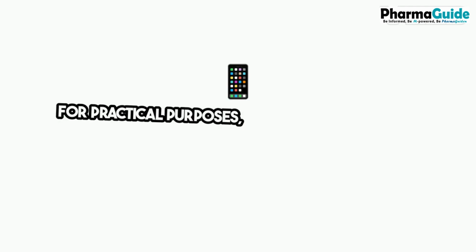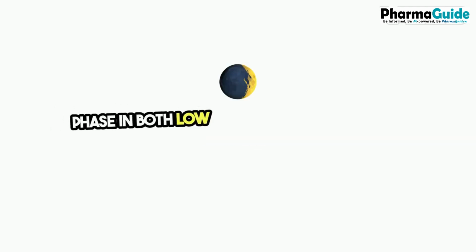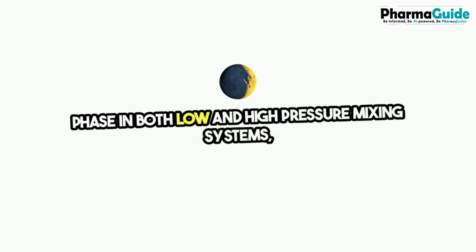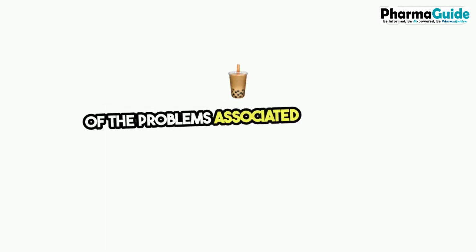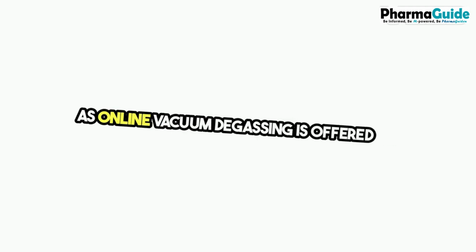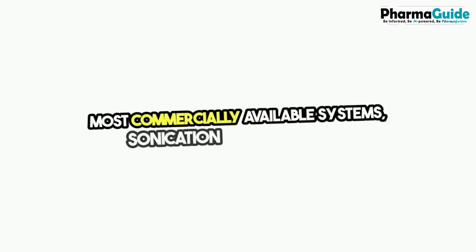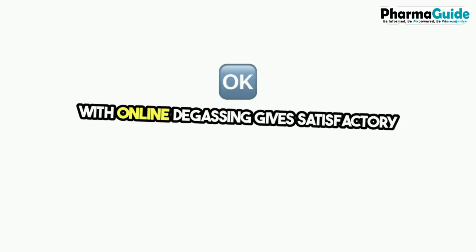For practical purposes, it is advisable to degas mobile phase in both low and high pressure mixing systems, and a combination of different techniques can eliminate most of the problems associated with bubble formation. As online vacuum degassing is offered on most commercially available systems, sonication in combination with online degassing gives satisfactory results.